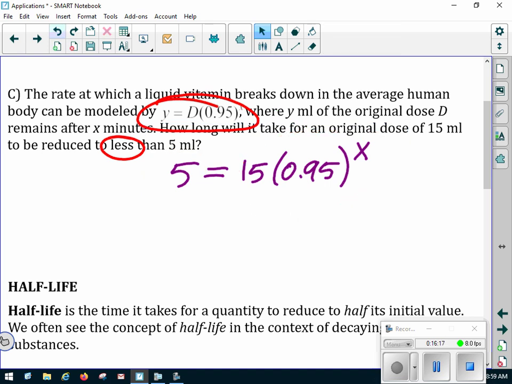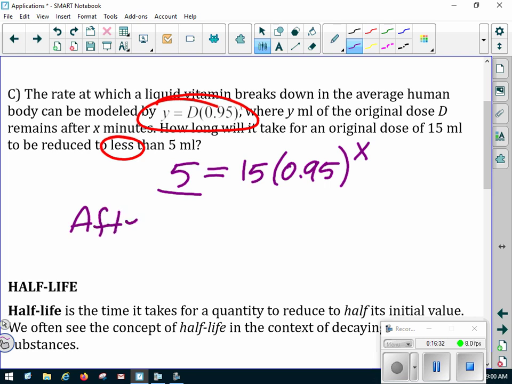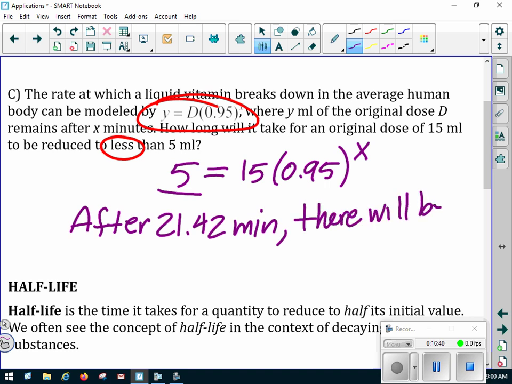It's equal to 5. Right. So we're going to say after that many minutes, there will be less than 5. Does that make sense? Yeah. So in your sentence, would you just say after 21.42 minutes? Yes. After 21.42 minutes, there will be less than 5 grams.